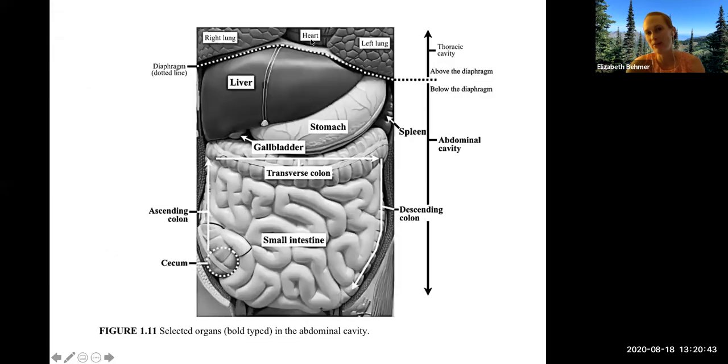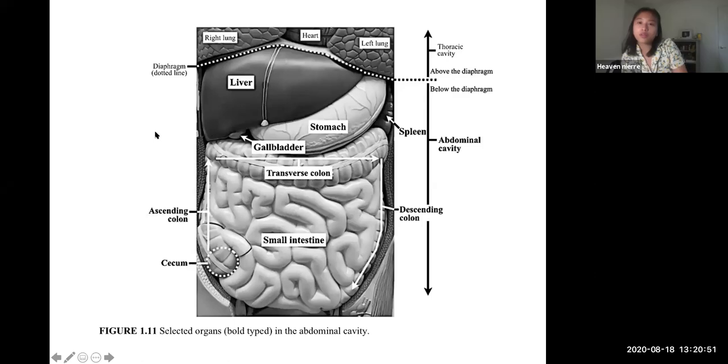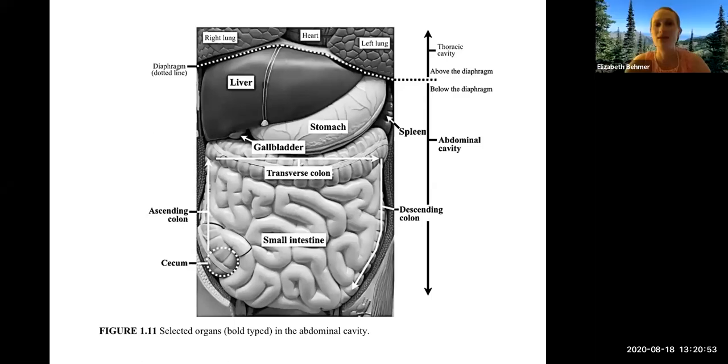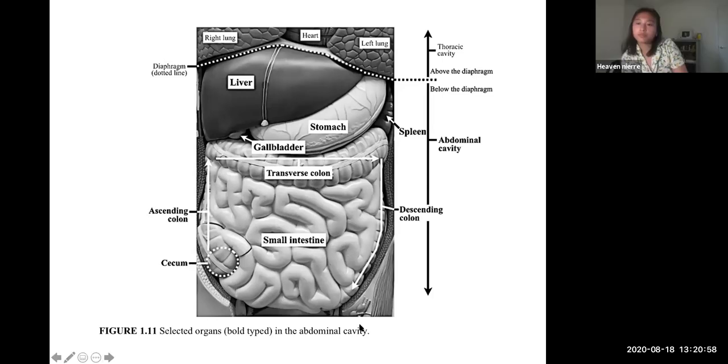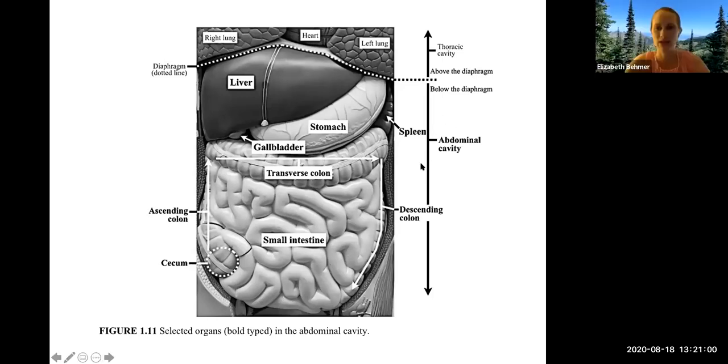How could we describe the heart and lungs using some of our anatomical direction terms? The heart is medial to the lungs. Good. And the lungs are lateral to the heart. Very good. Does that make sense to everybody? Hopefully. Okay.